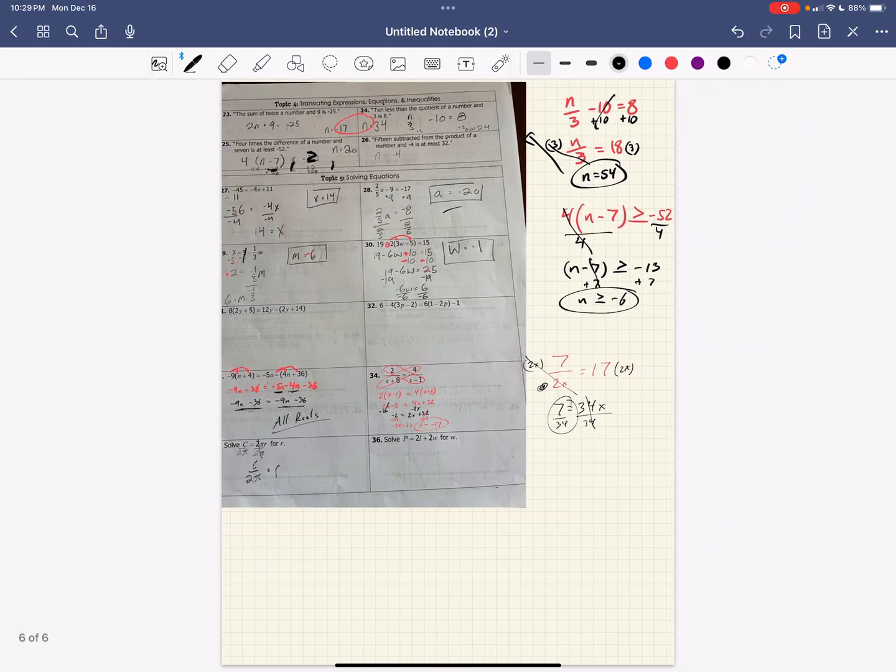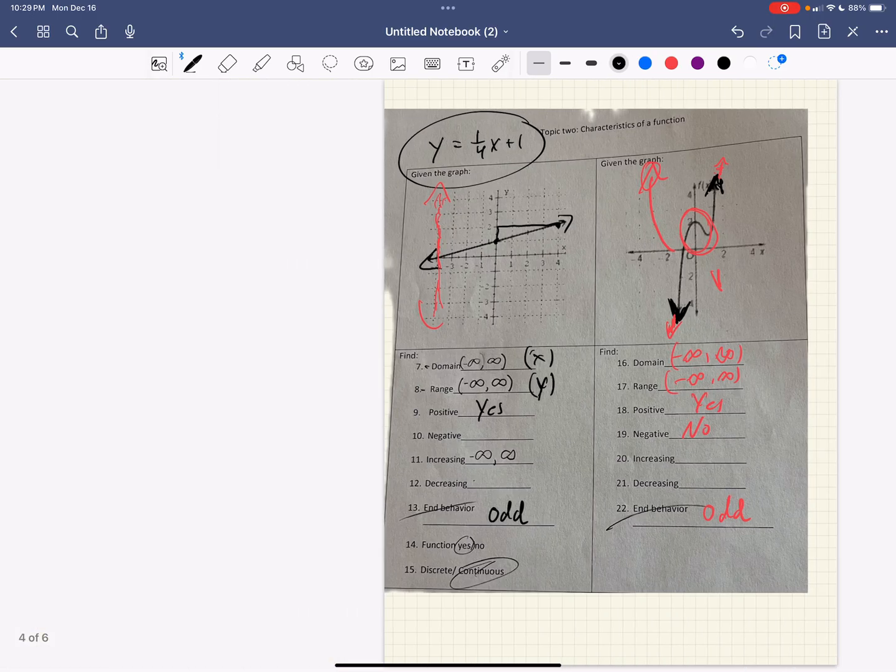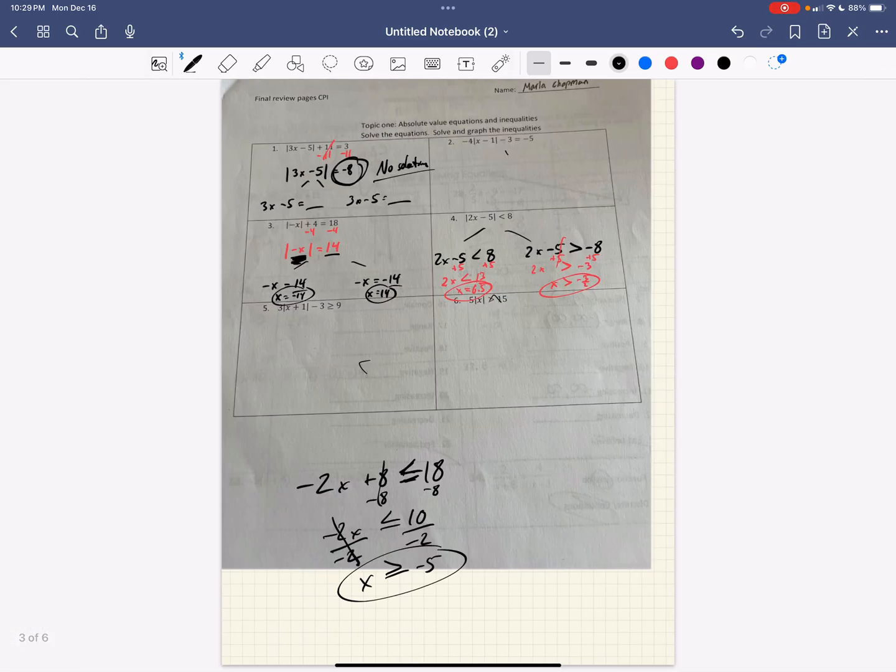Okay, continuing on. Again, if you have questions on these, please just circle them on your paper and let me know. Say, hey, can we check this one? Can we check that one? I'll gladly go through them all.